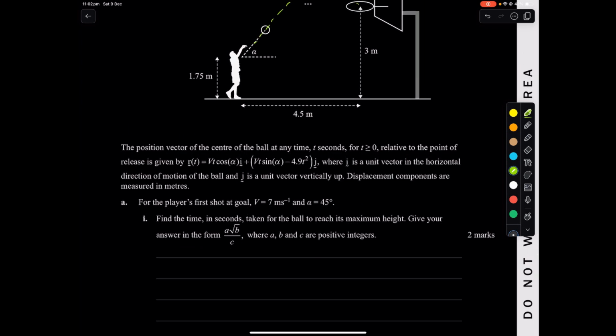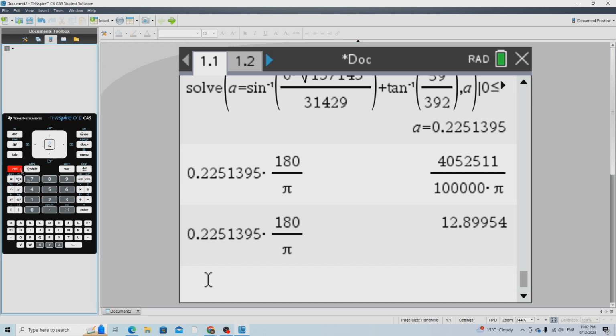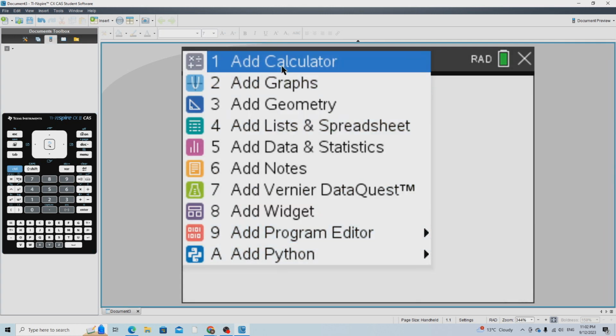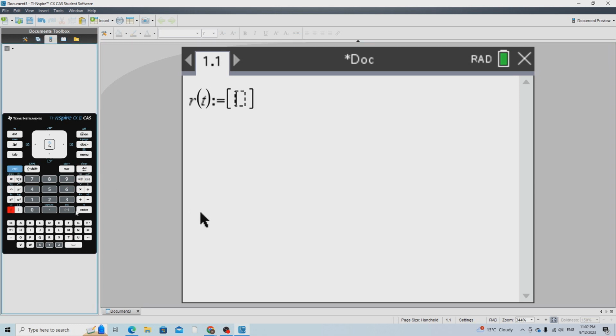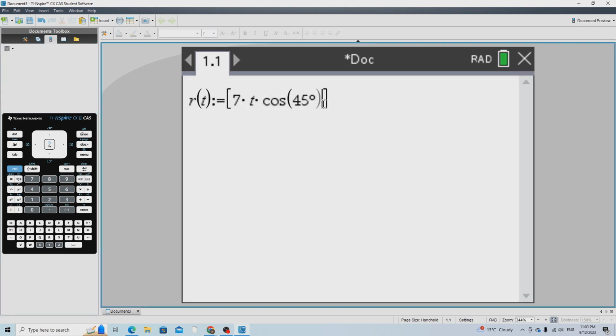So first, let's write this position vector in our calculator. I'm going to press control N everything here. Okay. So I'm going to write r of t as this position vector. It's going to be, our v in this case is 7 times t times cos alpha, which in this case is just 45 degrees, comma.